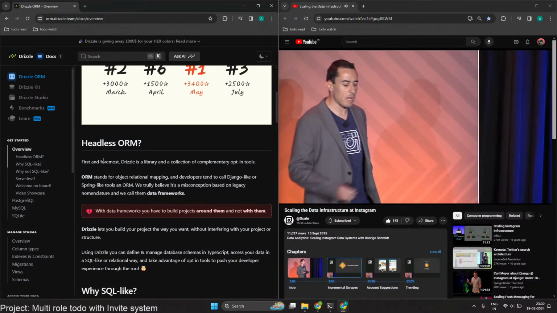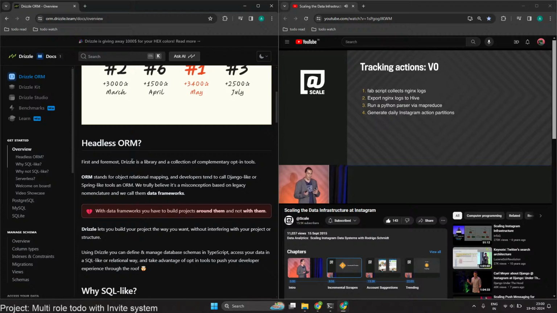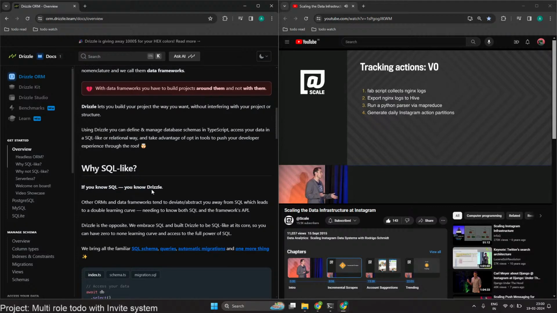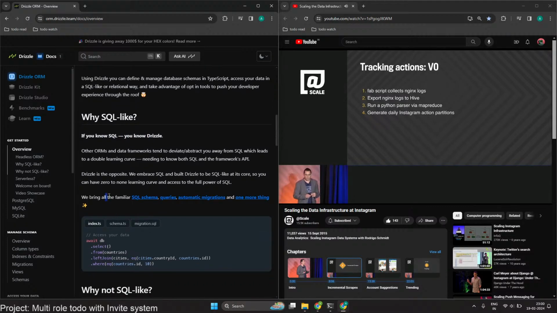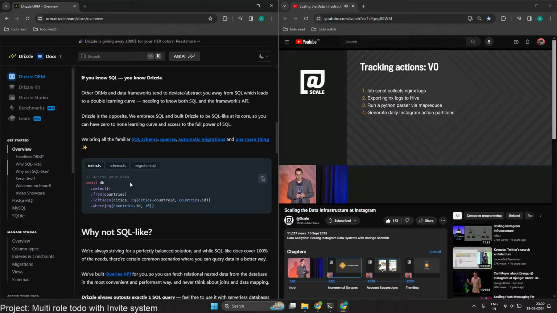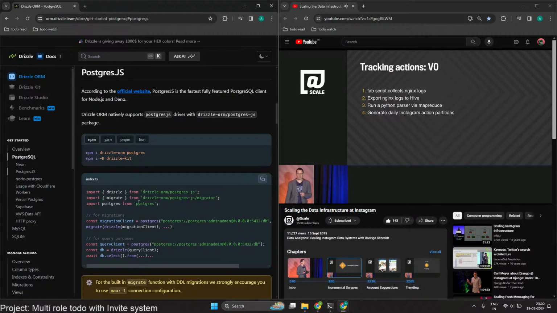So in the beginning, we would run Fab scripts that would collect all our Nginx logs. We would export those Nginx logs into Hive. We would run a Python parser in MapReduce that would just look at the Nginx logs and break down, if a request is being done to this endpoint, that means it's a like, or if it's that endpoint, that means it's an upload. Based on the parameters, you would see the user that originated the like and the destination of the like. So we had to duplicate the logic of the app in this parser. And that was how we generated a partition with daily Instagram actions in Hive.